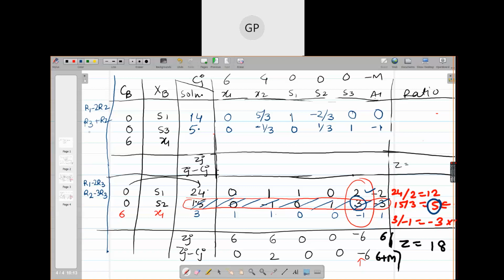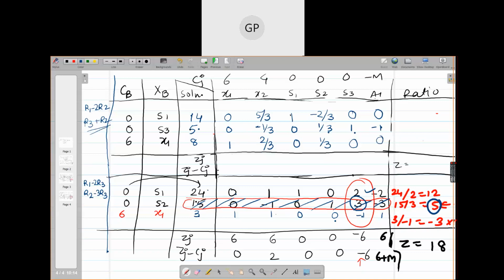Now for the third row, it is simply add R2 and R3. So 3 plus 5, 8, 0 plus 1, 1, 1 minus 1 by 3 is 2 by 3, then 0 is 0, then 0 into 1 by 3 is 1 by 3, then minus 1 plus 1 is 0, this is what was expected, and 1 minus 1 is also 0. You have to be very quick, girls. Jaldi karo chalo.